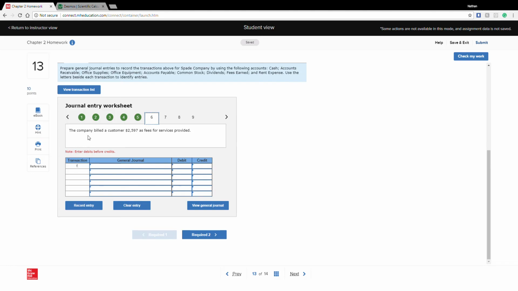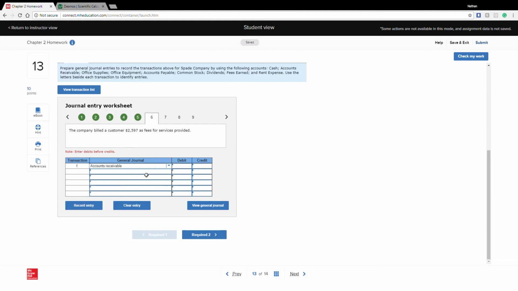Transaction 6, company billed. So we billed a customer for $2,597 as fees for services provided. Now, since we billed a customer, we have not received cash. We have not received anything yet. So for F, since we did not receive anything, but we are planning to, and we billed a client, this is known as accounts receivable. So that's going to be my debit.